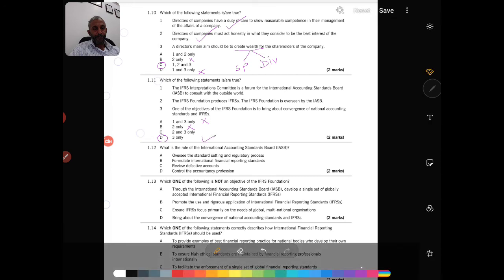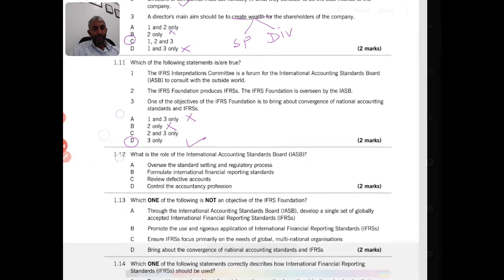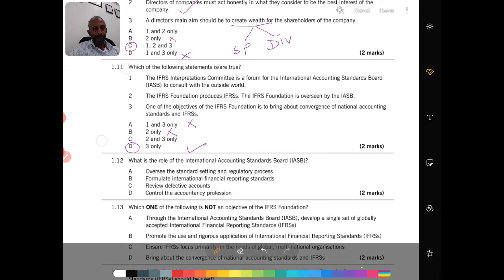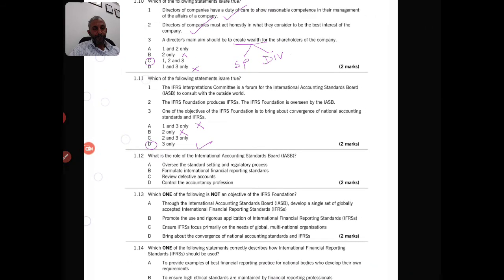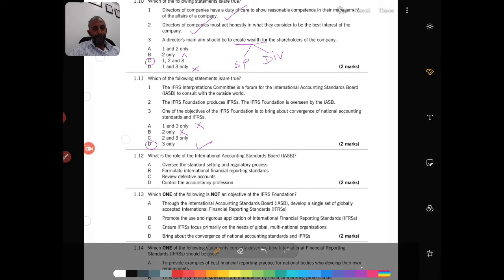One of the objectives of the IFRS Foundation is to bring about convergence of national accounting standards and IFRS. Obviously, that's correct, because when other countries, like the US, Sri Lanka, India, Pakistan, have their own accounting standards bodies, the IFRS will create a relationship to bring about convergence and to have only one single set of reporting standards. So accordingly, the answer to 1.11 is D.